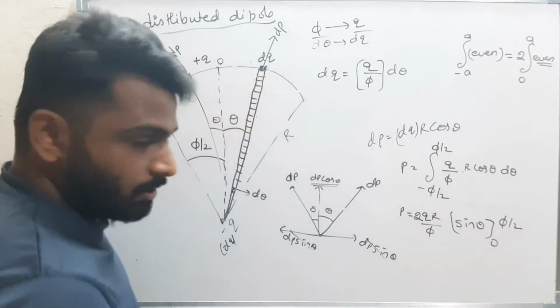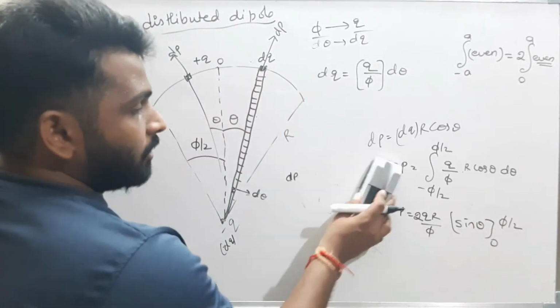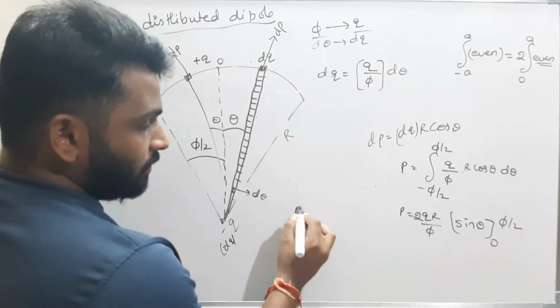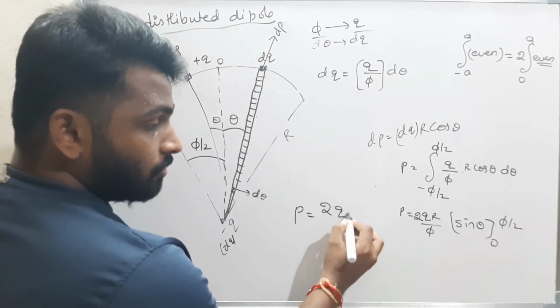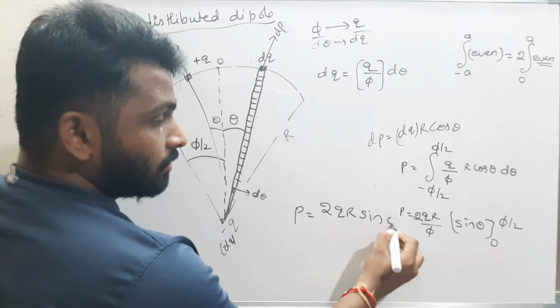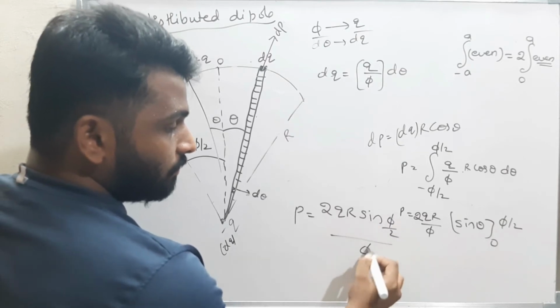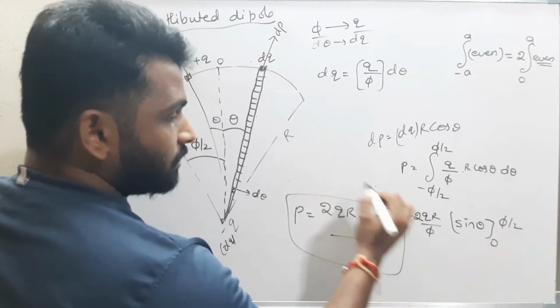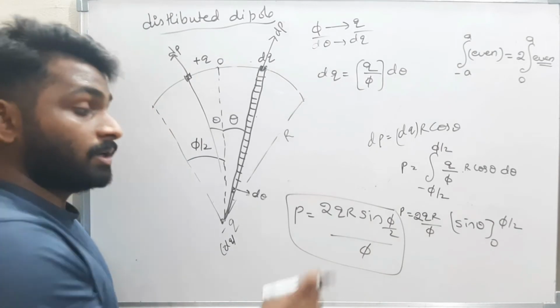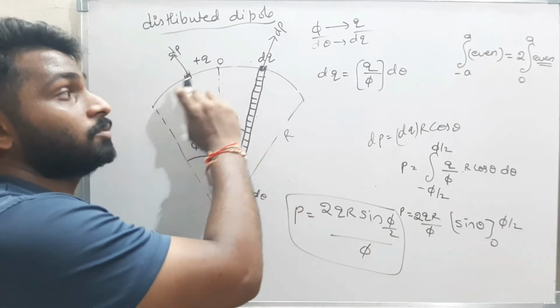Therefore, what is the dipole moment? The final dipole moment I got is P equal to 2qr sin phi by 2 by phi. This is the dipole moment. This is the dipole moment for this distributed arc.